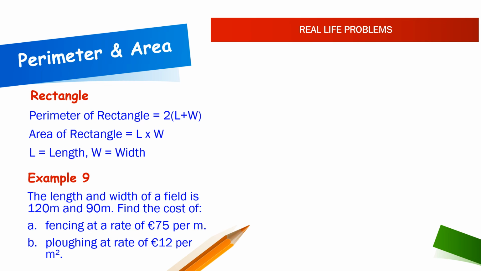Now let's have a go at another example. Pause the video and have a go. Press play when you're ready to view the solutions. In this example, we have that the length and width of a field is 120 meters and 90 meters respectively. We are required in Part A to find the cost of fencing at a rate of €75 per metre, and in Part B, the cost of ploughing at a rate of €12 per metre squared.